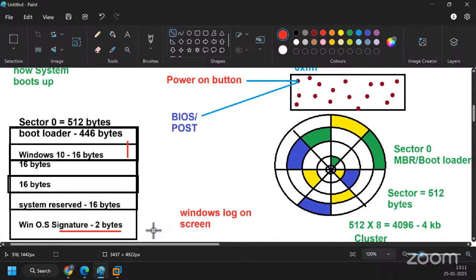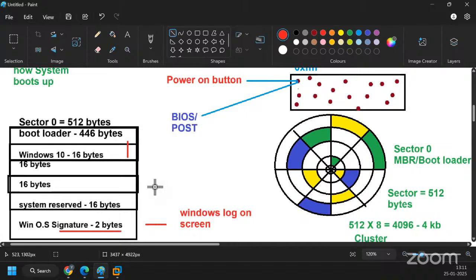right? So once it captures the Windows OS signature, it will provide us the Windows logon screen where we provide our credentials so that we log in to our system. So this is how your Windows boots up.